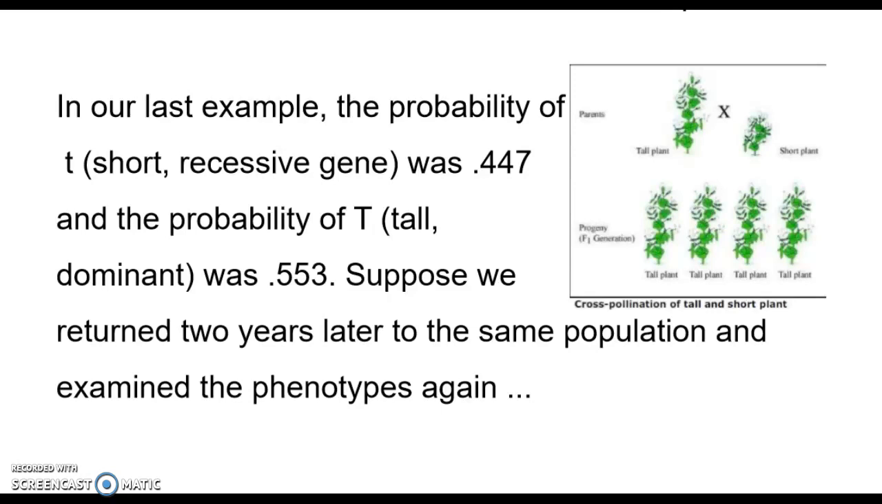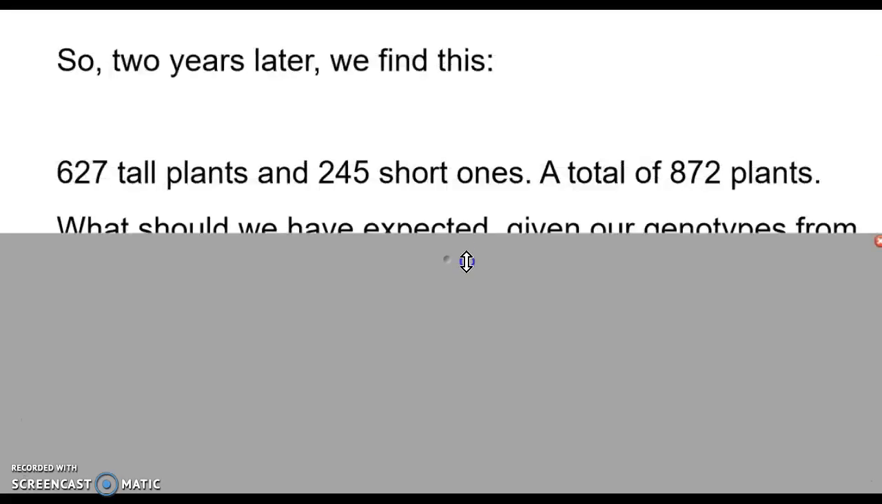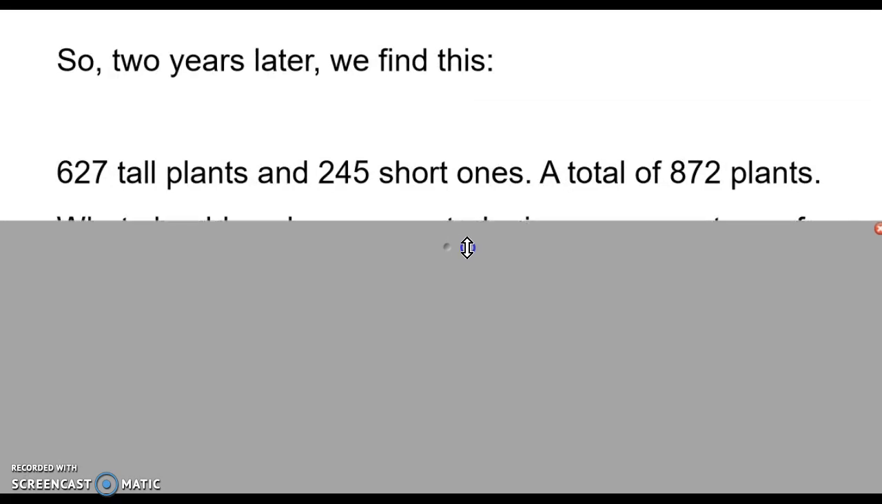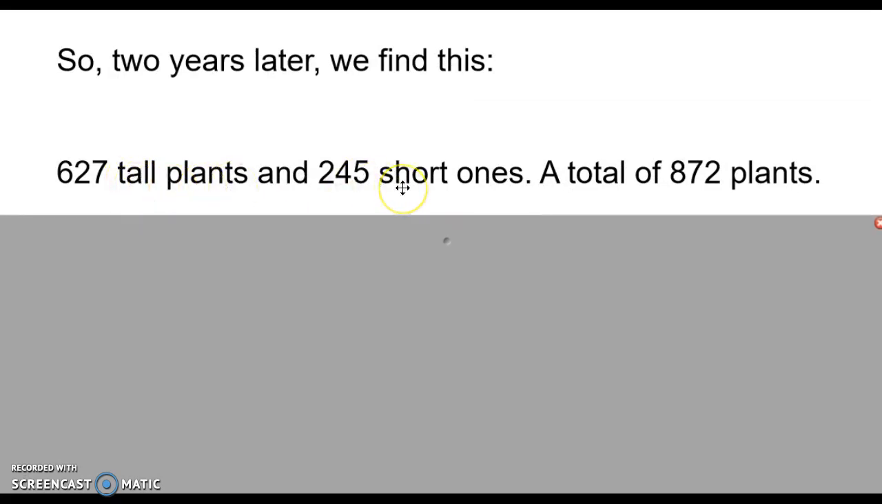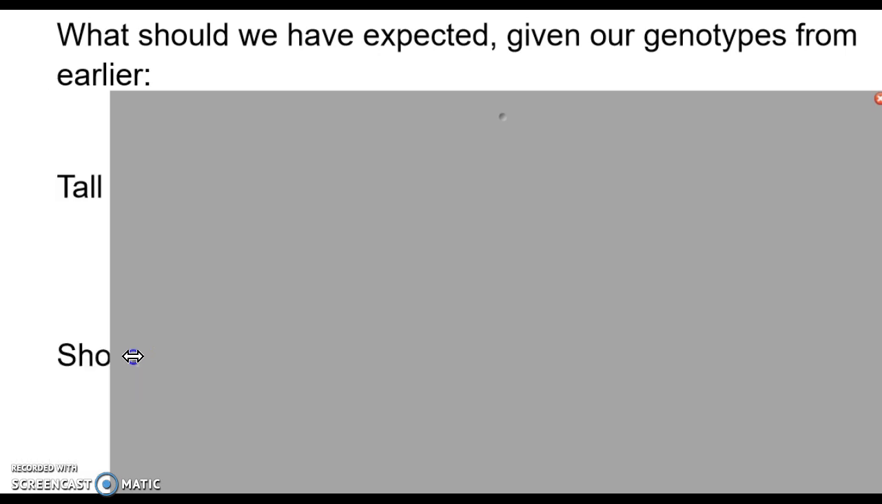So we're going to imagine that we return to this field 2 years later, look at the same population, and examine the phenotypes. So suppose we return 2 years later, and we find a bunch of tall plants and a smaller number of short ones for a total of 872 plants. We have no reasonable expectation that there'll be exactly the same number of plants as before, so we're really looking at the ratios, how frequently things show up. Okay, so what were we expecting? Well, that's a big question in the Hardy-Weinberg analysis, right? We need to know our expectations.